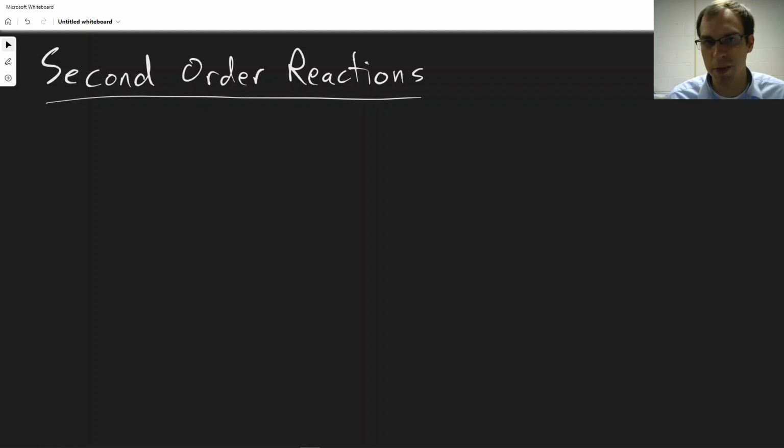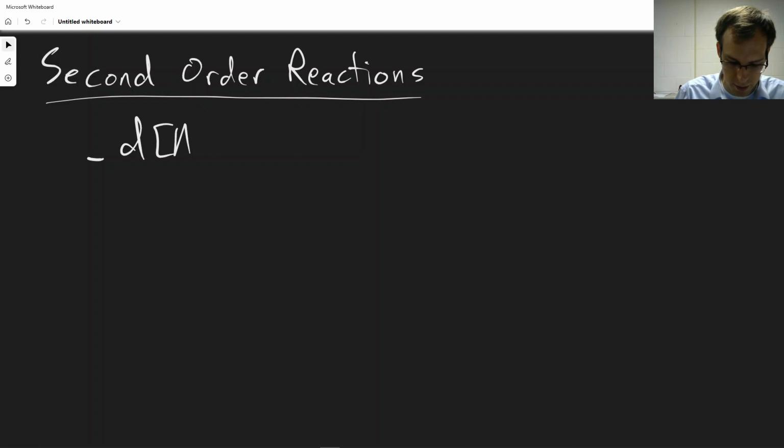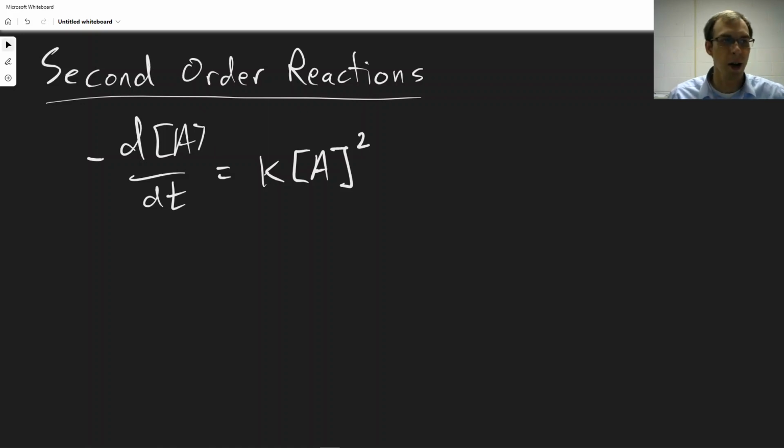The next type of reaction we'll consider is a second order reaction, where the rate law for our reaction is minus d[A]/dt equal to k times the concentration of A squared. Right, so now our exponent is equal to 2.